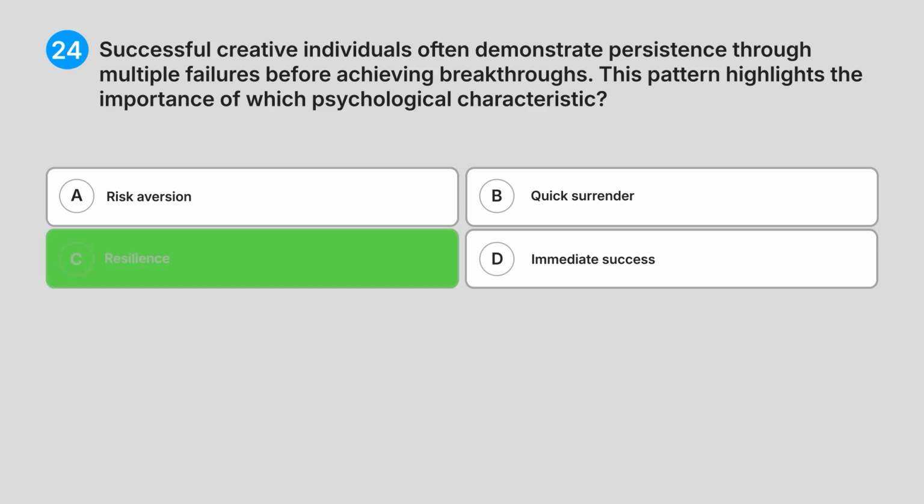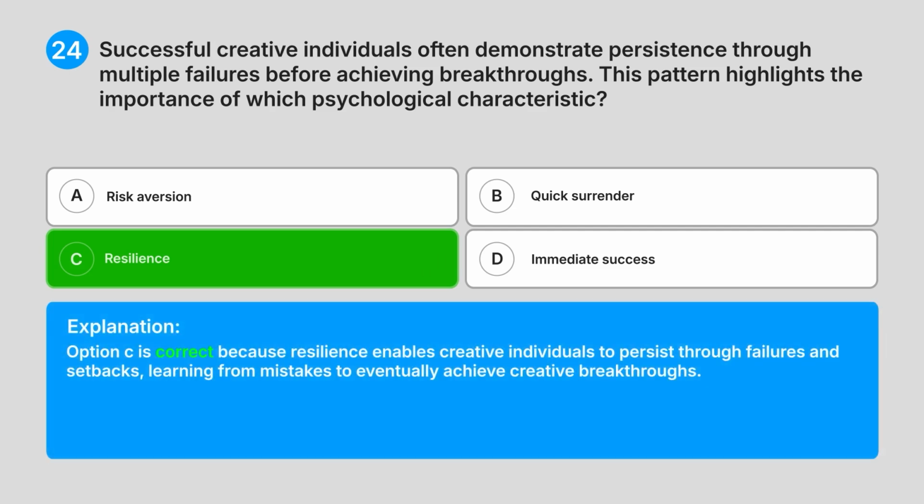Correct answer, C. Resilience. Explanation. Option C is correct because resilience enables creative individuals to persist through failures and setbacks, learning from mistakes to eventually achieve creative breakthroughs.